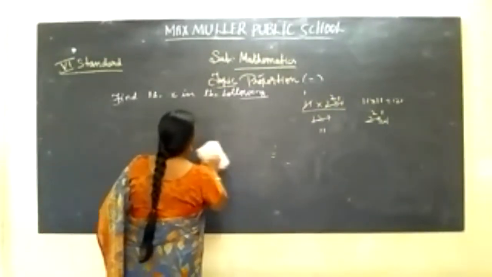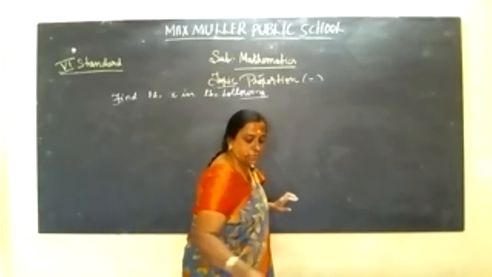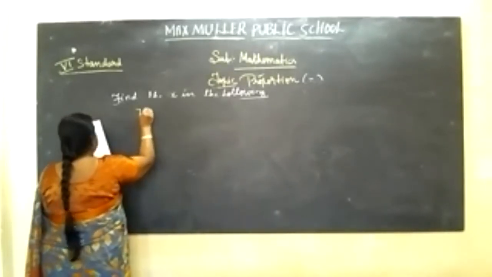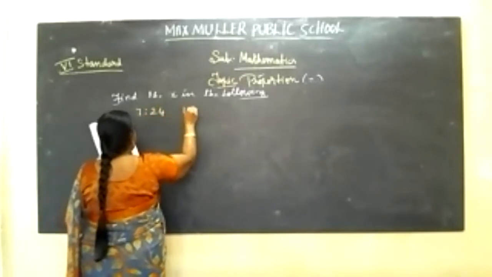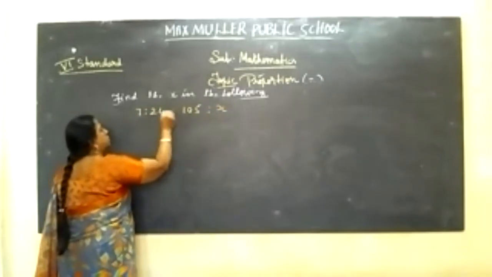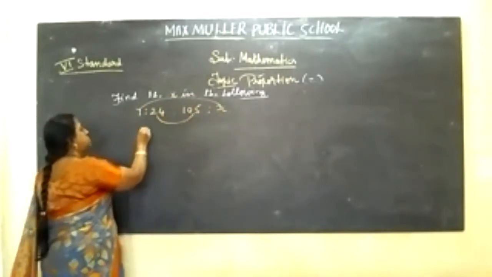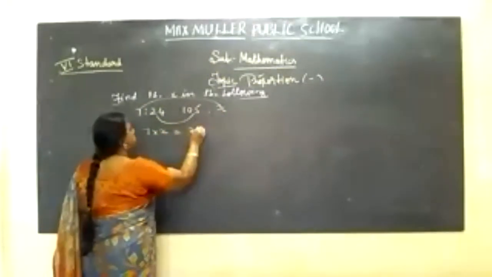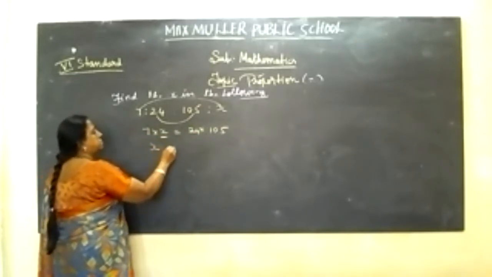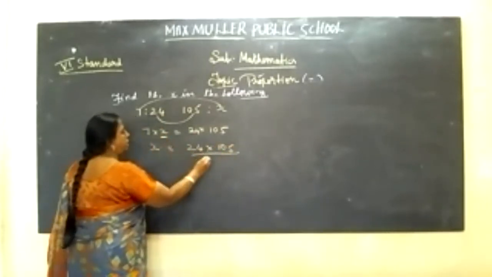one more question I'll solve, and I'll give the answer for the homework question from last week, plus today's homework. So 7 is to 24, 105 is to x. Now here in this equation, first term, last term, second term, third term. So here 7 into x is equal to 24 into 105. Now you should find the value of x. x is equal to 24 into 105 divided by 7.